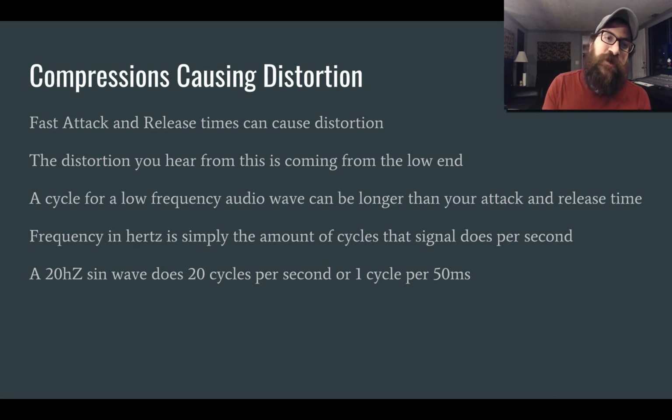Okay, compression causing distortion. This is something I added because you will wind up with this problem as you do really, really fast attack and release times. The distortion you're hearing is coming from the low end. A cycle for a low frequency audio wave can be no longer than your attack and release time. Frequency in hertz is simply the amount of cycles that signal does per second. So a 20 hertz sine wave does 20 cycles per second, or 1 cycle per 50 milliseconds. So if you are attacking at 25 milliseconds, and you're allowing 20 hertz to be seen and heard, with no sort of filtering on it with your EQ or something, you will have distortion happening around there.